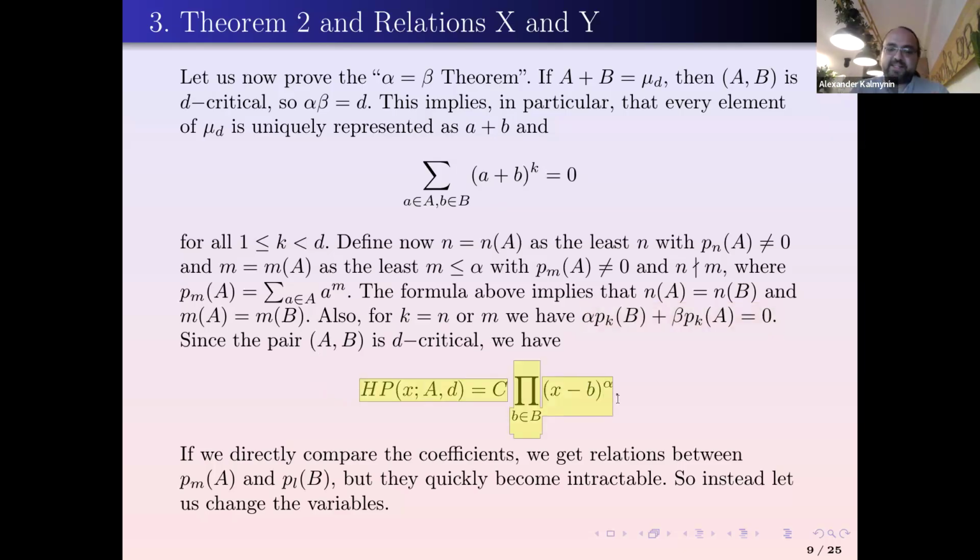Now, we can directly compare the coefficients, but we get relations between PM and PM of A and PL of B, which become completely intractable because they involve some huge binomial coefficients, and one cannot easily prove that there is no clear relation between them. So instead, let us do a trick. We are going to change the variables.